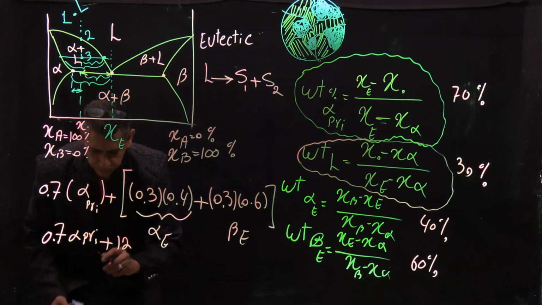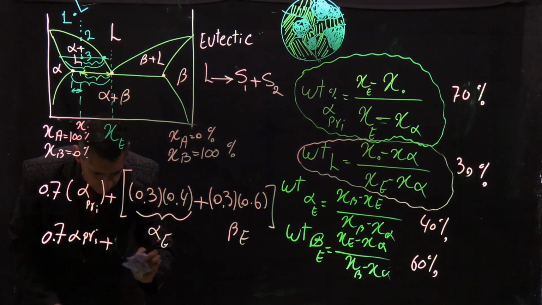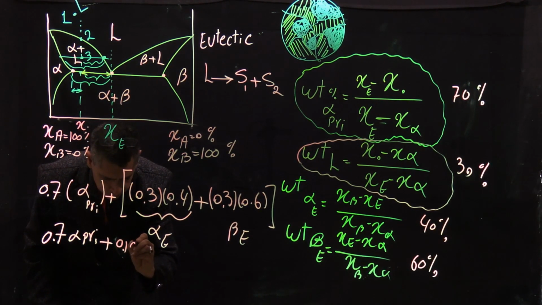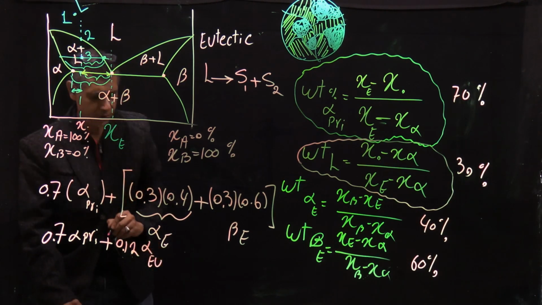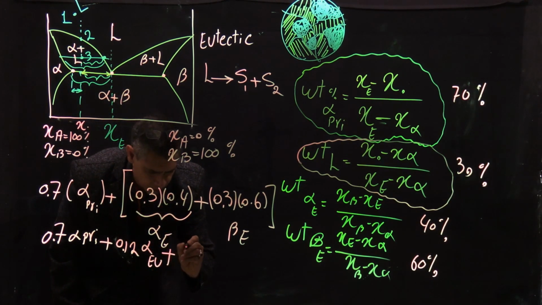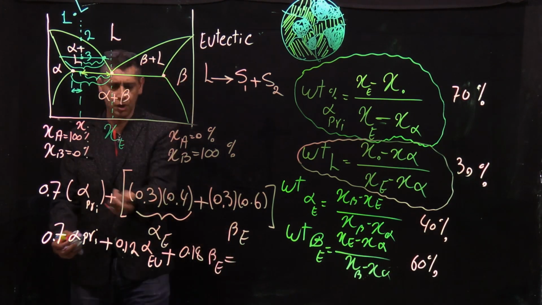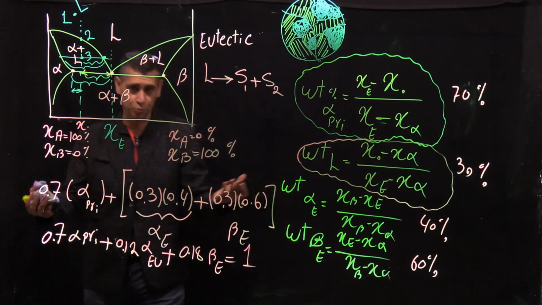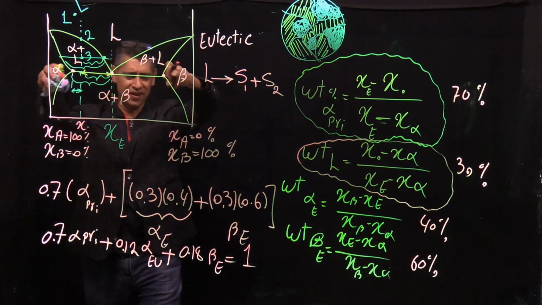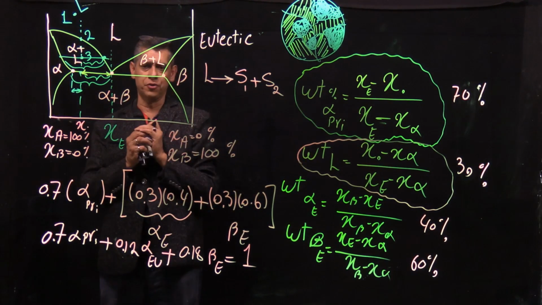In total, I have 70% alpha primary, plus I have 12%, right, 0.12, just to be consistent, eutectic alpha, plus 0.18 beta eutectic. So in total, it's 100%, which is 1. It has to be.